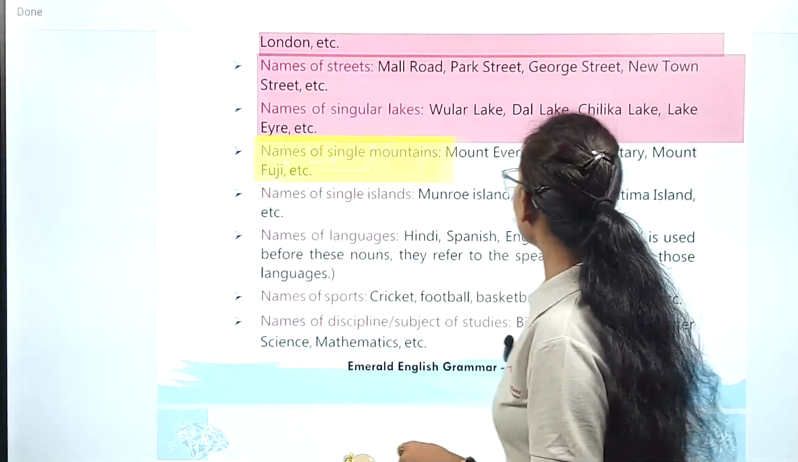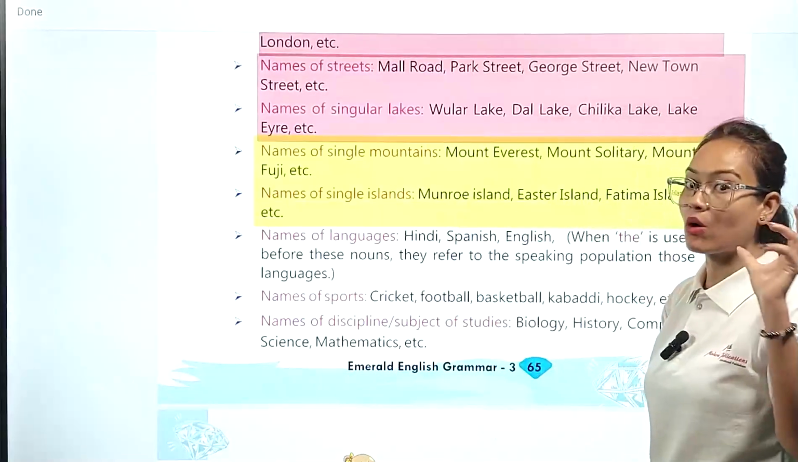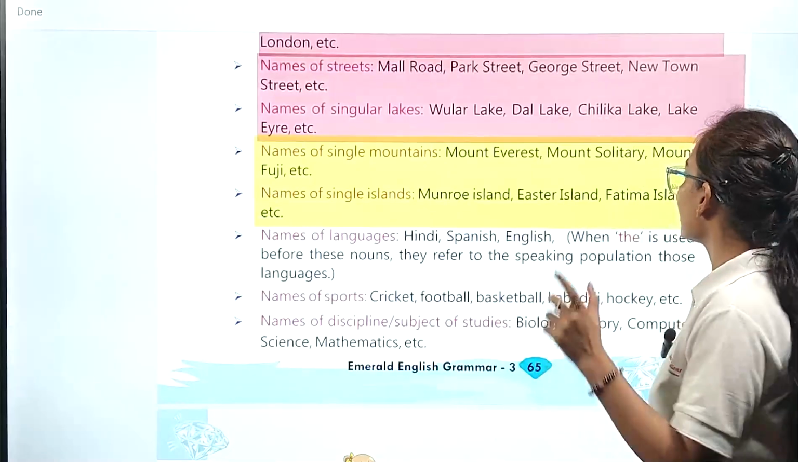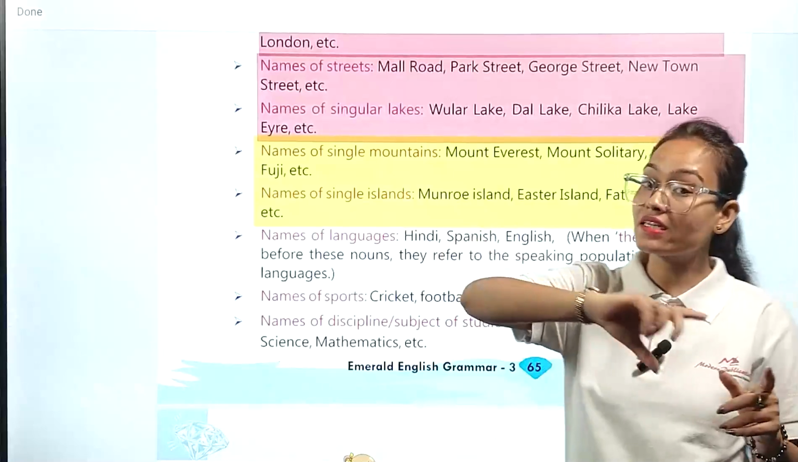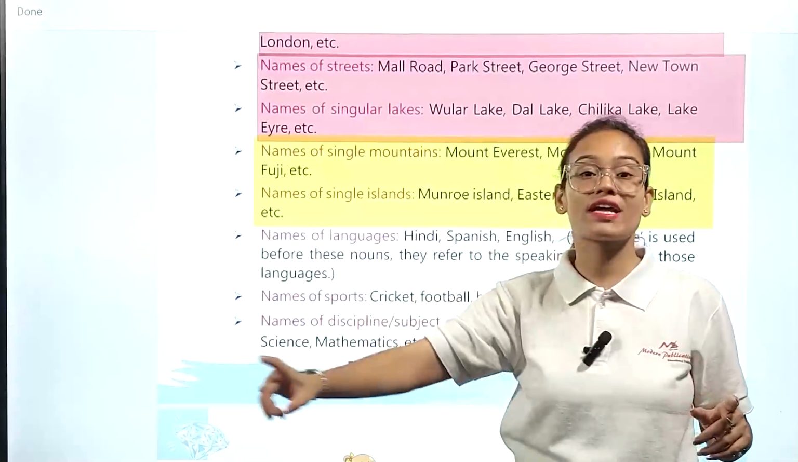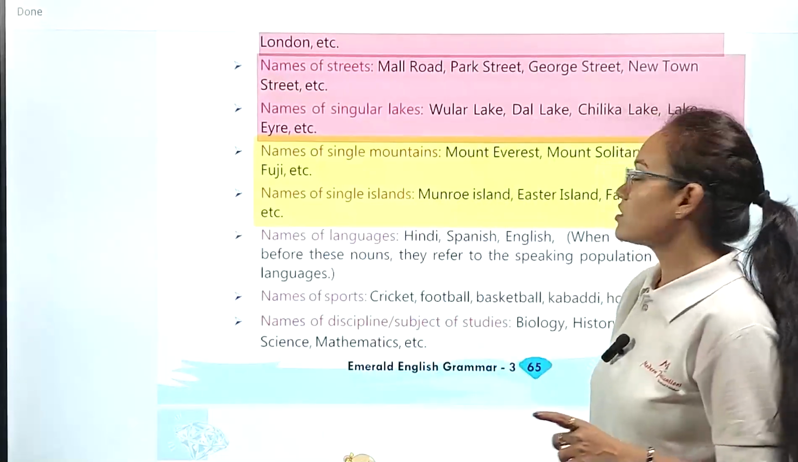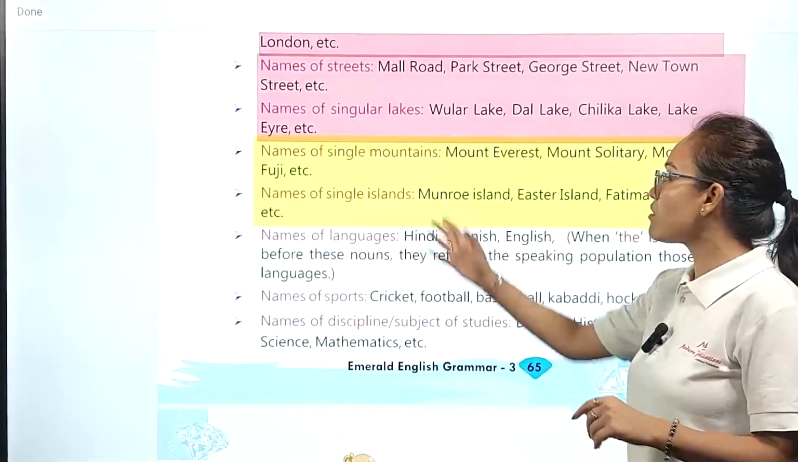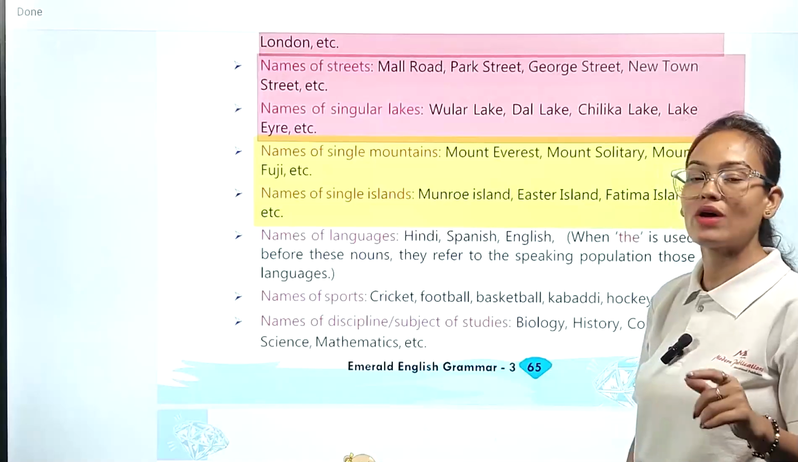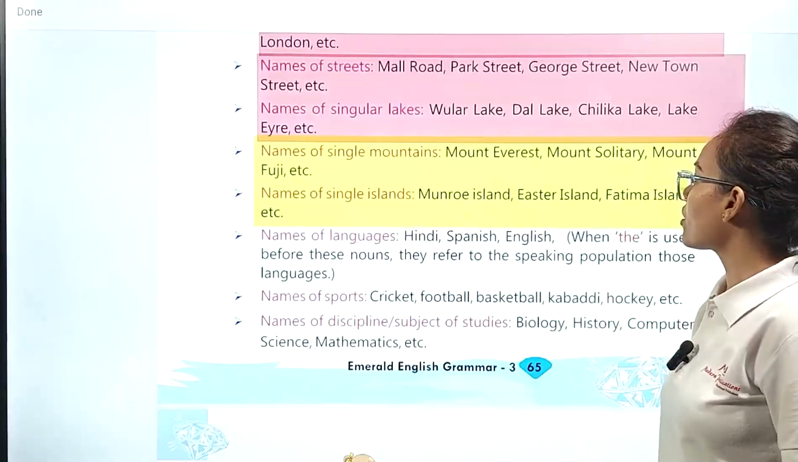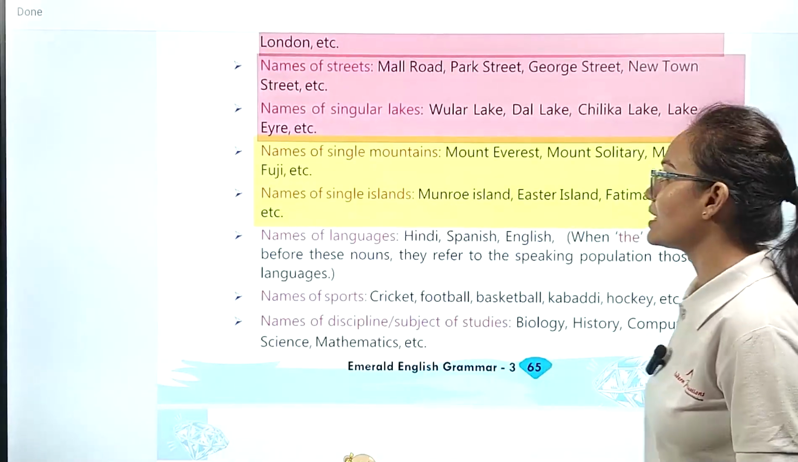Whenever we are taking the name of single mountains like Mount Everest, Mount Solitary, Mount Fuji, etc. Here we are not taking the name of a series of mountains. Here we are talking about a single piece of mountain. So we don't add "the". Name of single islands: whenever we are taking the name of single islands, we are not going to add the article "the". Monrio Island, Easter Island, Fatima Island, etc.